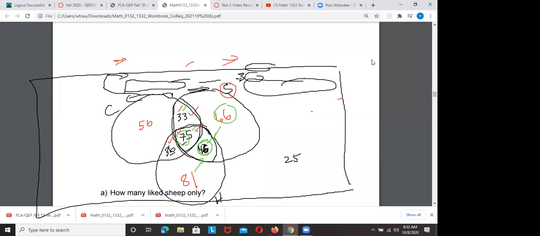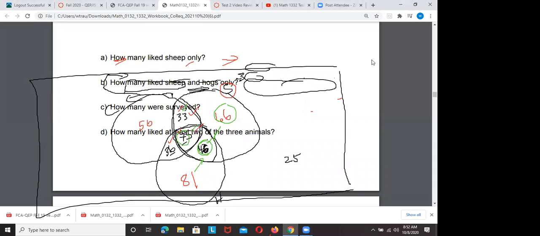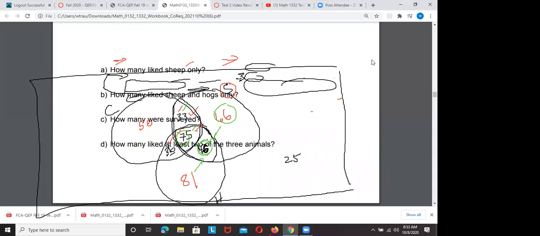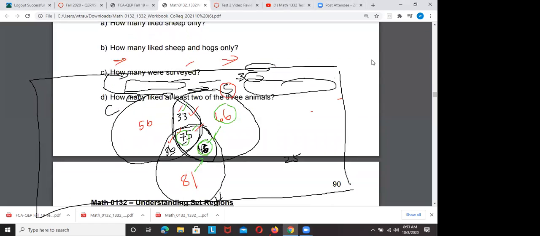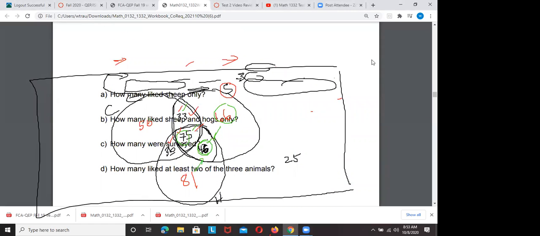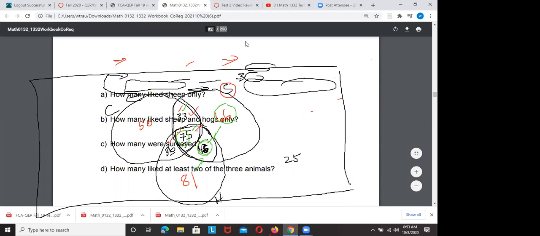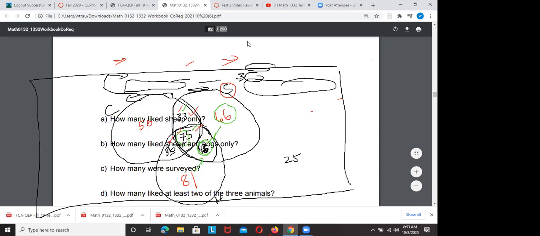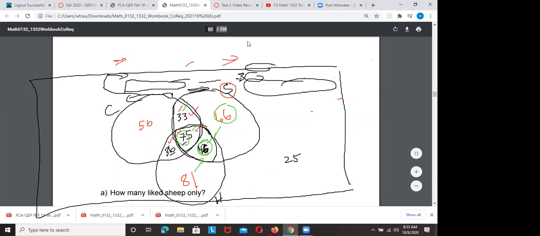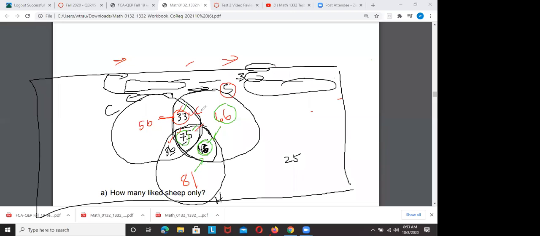And moving on, how many liked at least two of the animals? So once again, that's just like the other problem. Two of the animals. Let me show you. I'm going to do it in red. This is two of the animals, cows and sheep. This is two of the animals, sheep and hogs. This is two of the animals, cows and hogs.